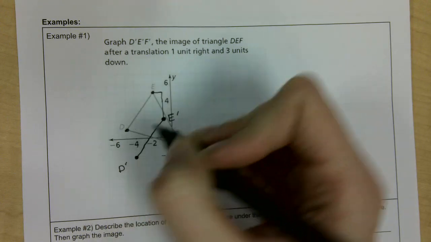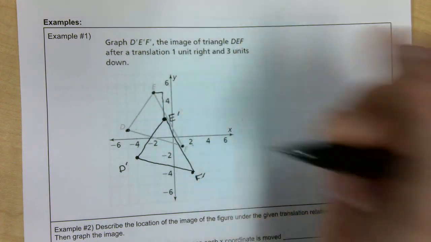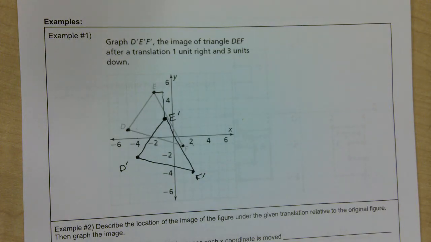So if I did this correctly, my shape should look the exact same. It just should be in a different location. My shape should be the exact same. It should just be in a different location.